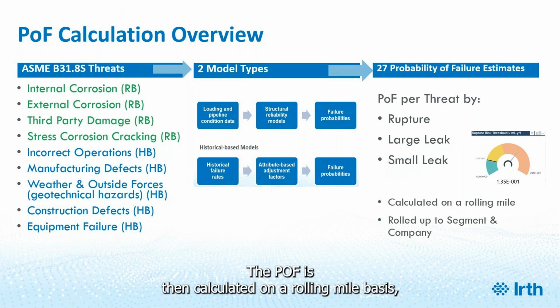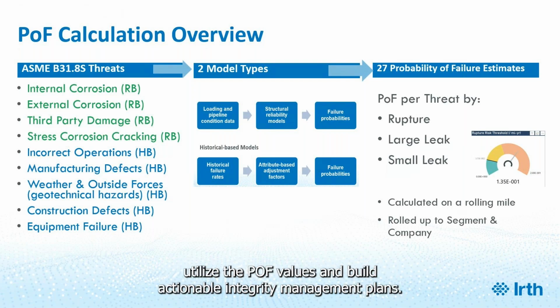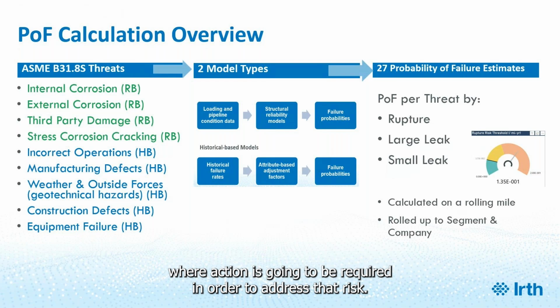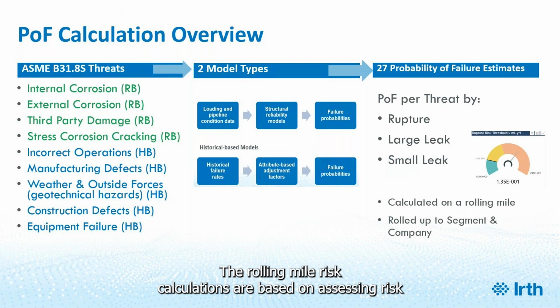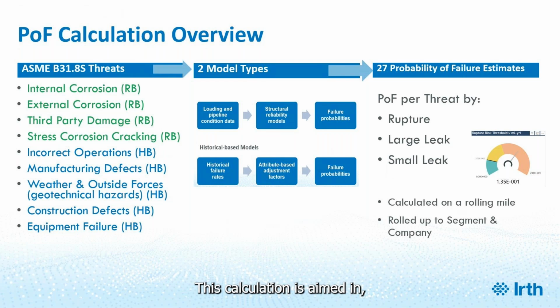The POF is then calculated on a rolling mile basis, which would provide additional context needed to utilize the POF values and build actionable integrity management plans. So we're looking to locate along the pipe route where action is going to be required in order to address that risk. The rolling mile risk calculations are based on assessing risk on each dynamic section and then calculating across a linear representation of the pipeline. This calculation aids in developing actionable risk management programs.